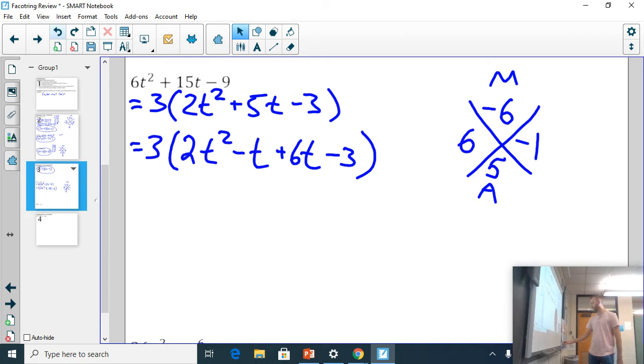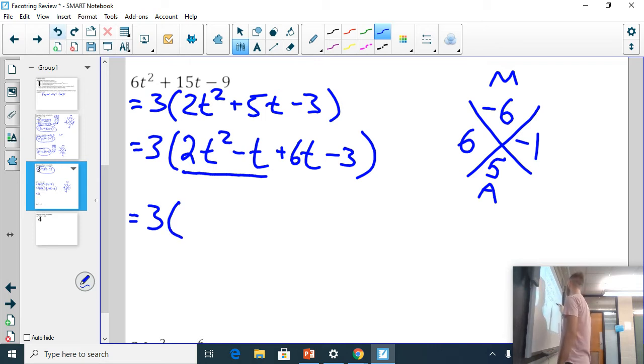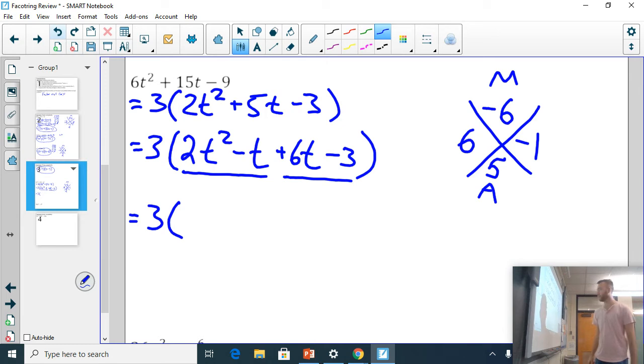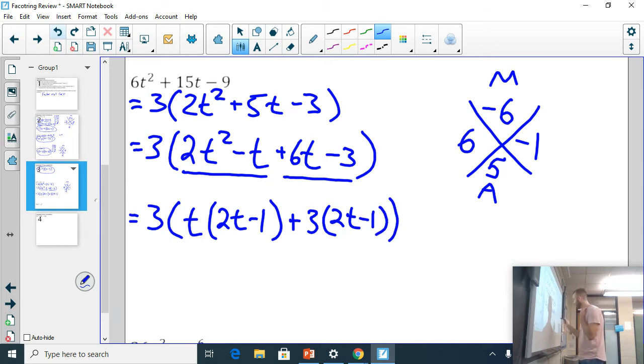And now, again, we're ignoring this 3 out front. But now I'm looking for what can come out of these first 2 terms and what can come out of the last 2. On the first one, I see that a t can come out, and then I'm going to be left with a 2t minus 1. And on this one, I could see a 3 can come out, so a 3 and then 2t minus 1 would be left. And that is a good sign.